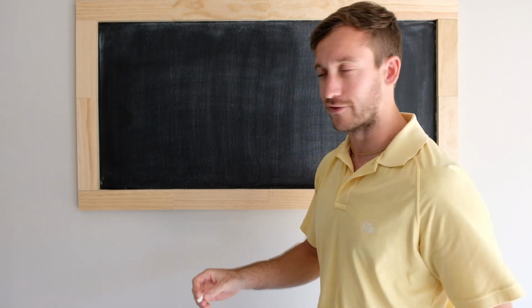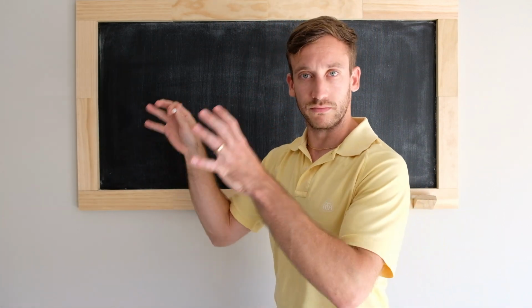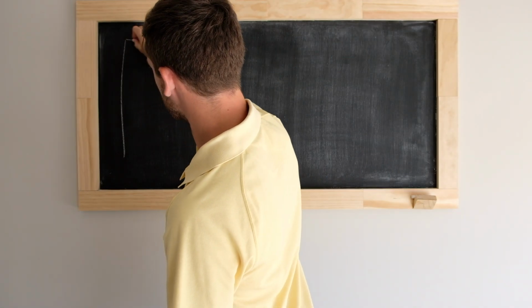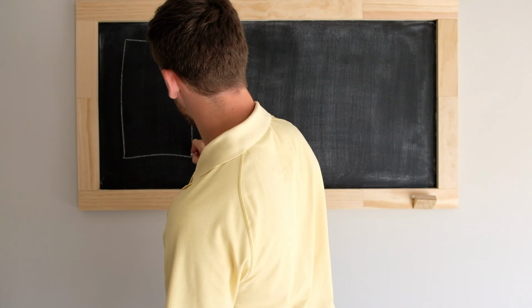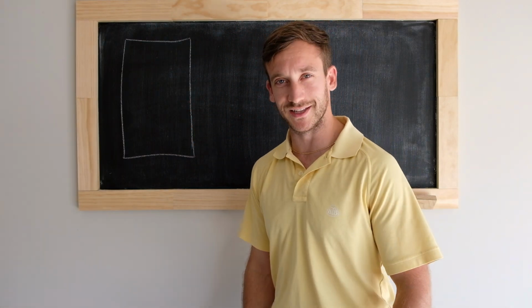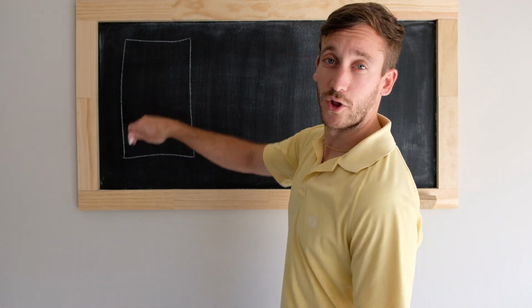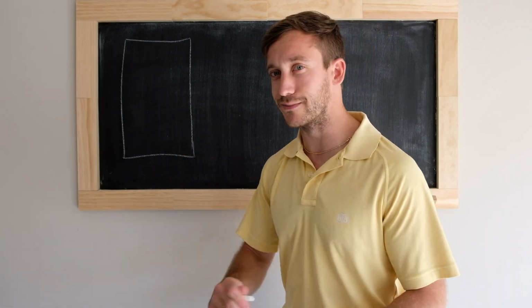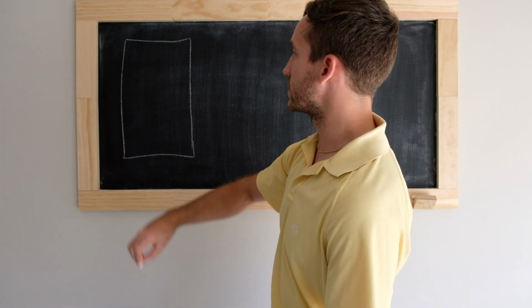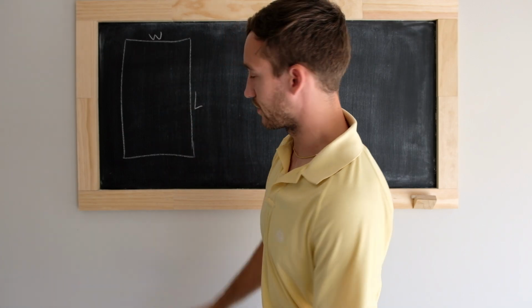So forgive me, I'm not a very good artist, but for the sake of argument, let's say our lot size is perfectly rectangular, which, thanks to my particular builder, building tract homes, most of our lots at the very worst are pie shaped. We don't have any weird shapes. So we have a rectangle, right? So we have our width and our length.